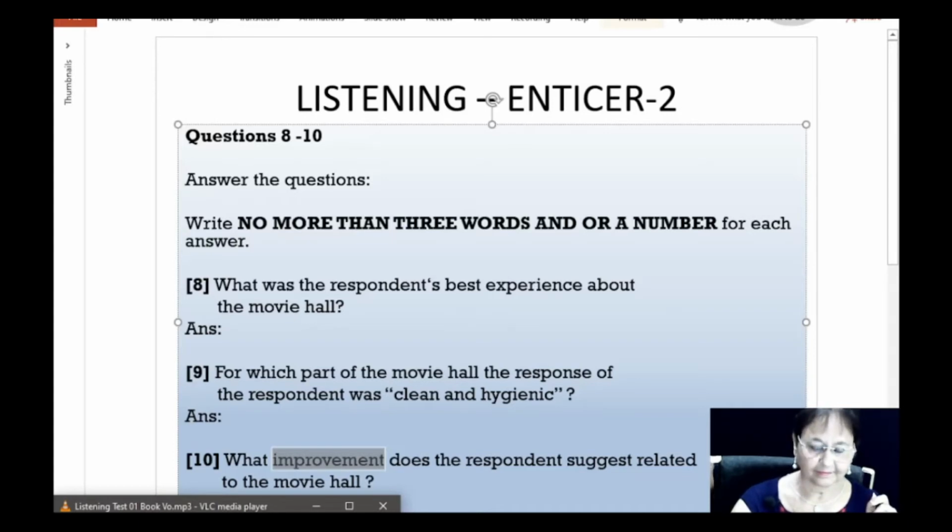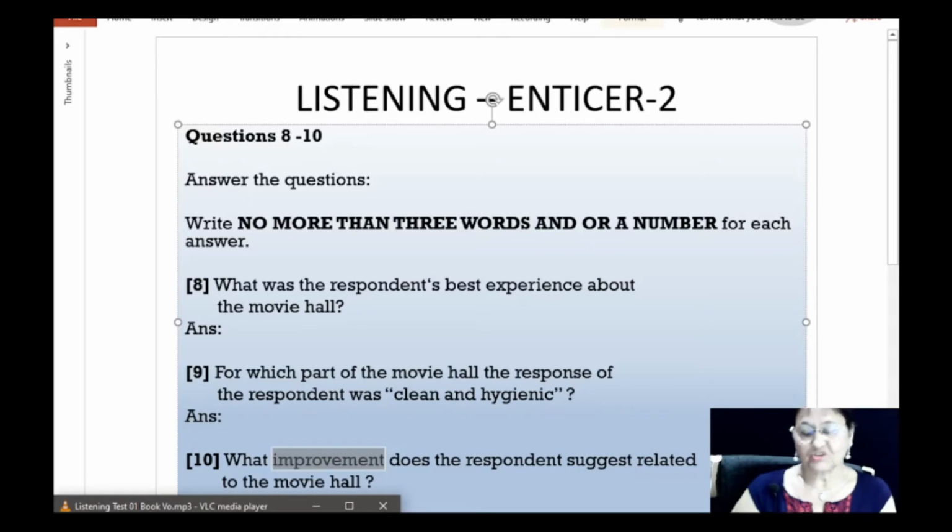Fine. Okay, the next part of the questionnaire concerns your opinion. In general, which part of the movie hall have you had the best experience? That's easy. I like the whole arrangement and services also. Oh, that's amazing, isn't it?